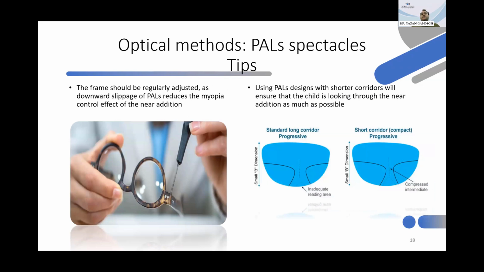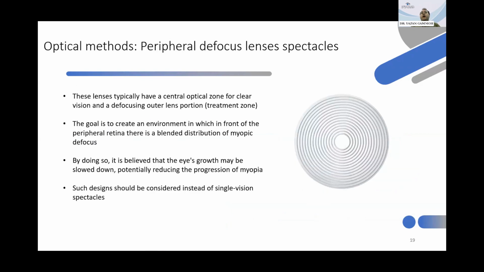And remember, with PALs, frames should be regularly adjusted, as the downward slippage of the PALs will reduce the myopia control effect. Okay? So you need to consider that and always think about shorter corridors to ensure that the child is looking through the near addition, the plus area, as much as possible. Okay?